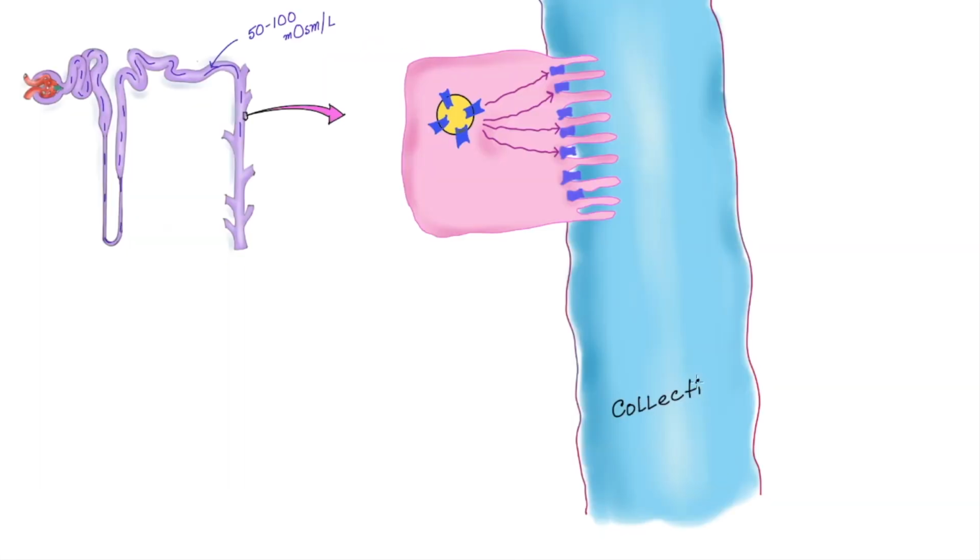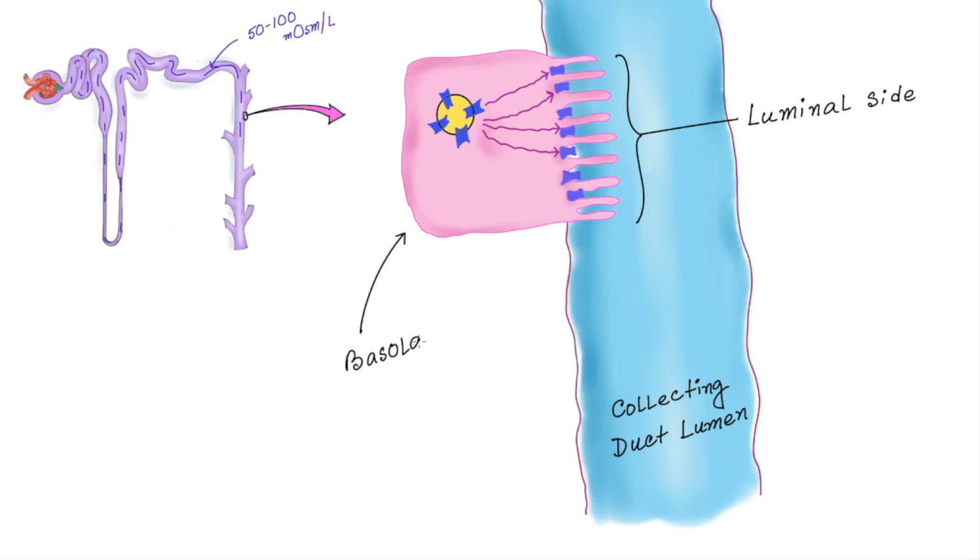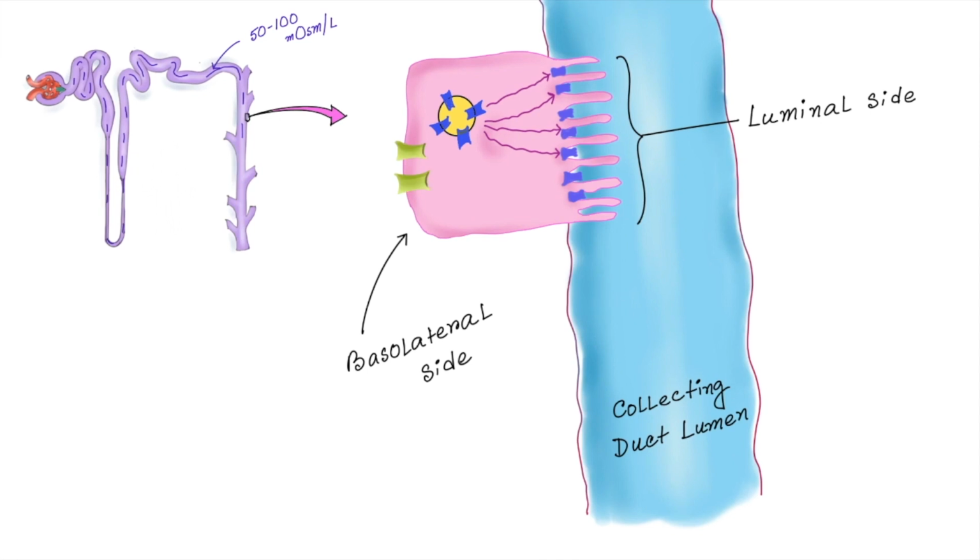Another important concept. Here you can see the collecting duct lumen. So this side of the cell is the luminal side and the opposite side is the basolateral side. Actually, there are different types of aquaporin channels. Channels present on the basolateral side and luminal side are different. Only luminal side aquaporin channels are regulated by ADH. So, in the presence of ADH, aquaporin channels are inserted on the luminal side of the nephron. So, ADH makes this portion water permeable.